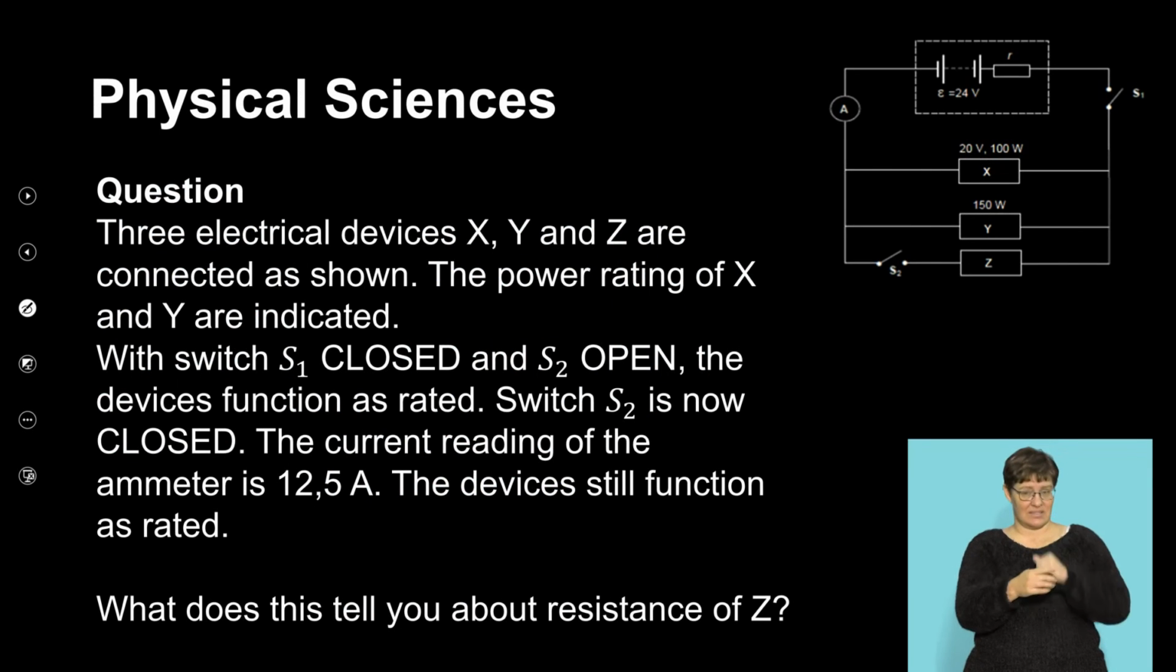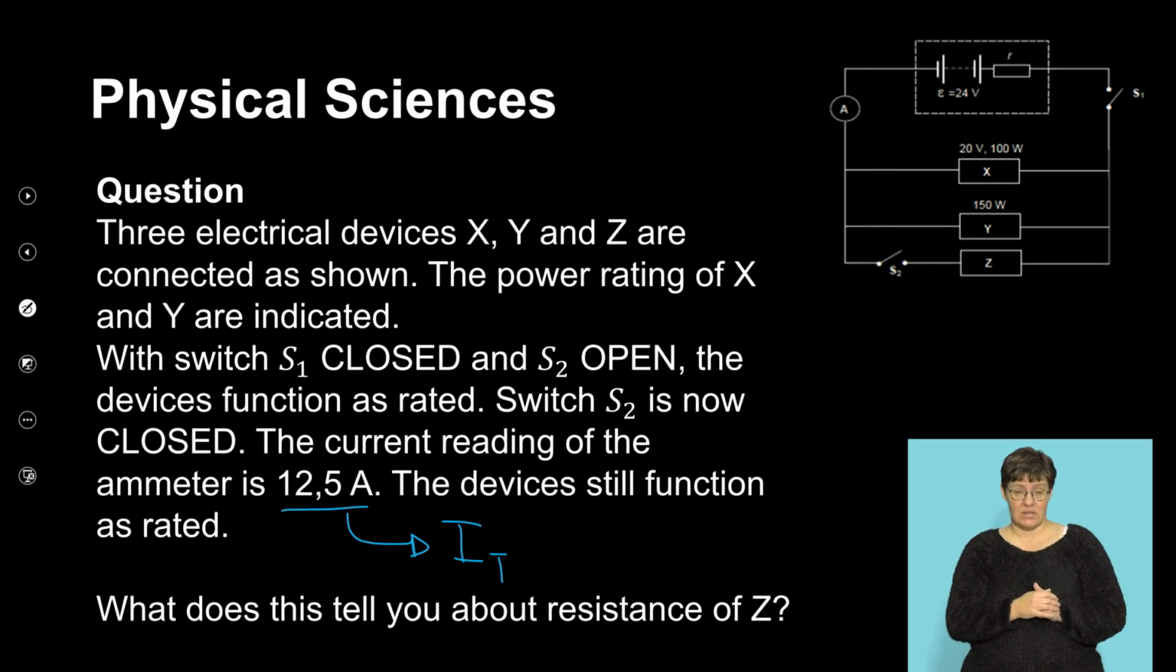Last but not least, we are told that both switches are closed. Also, with switch S1 closed and switch S2 open, the devices function as rated, so the power rating of X and Y do not change. So the current reading in the ammeter is still 12.5. Remember, this 12.5 is our total current. Now, we are told that if we close switch S2, the total current remains constant. What does this tell us about the resistance of Z?